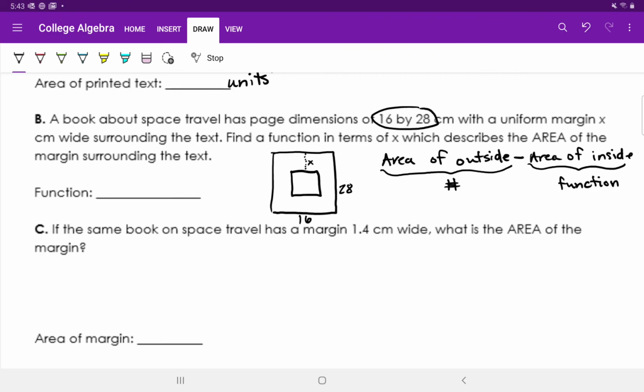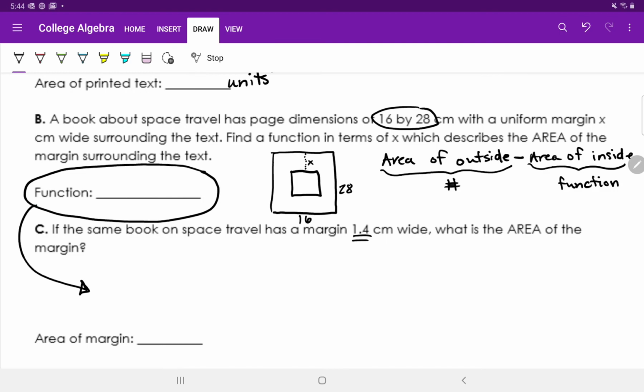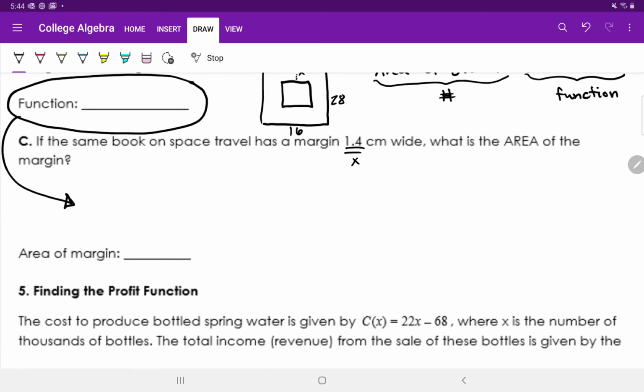Question C then requires you to use this function that you built in part B and to plug in this value as your margin width. So you'll plug that in for x into the function that you built for part B, and for your answer in C, you'll just get a numerical value with units. Don't forget to square your units because it's area.